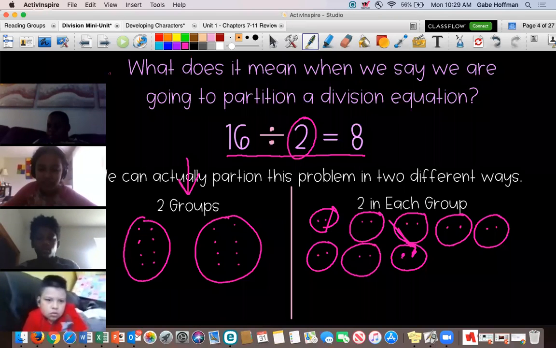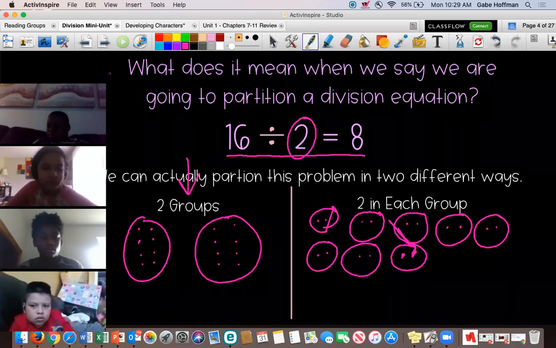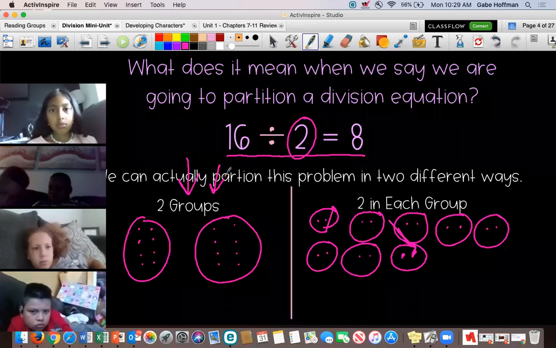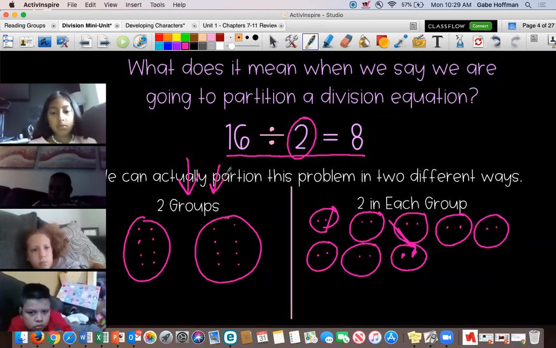Where do we see the 2 in this diagram right here? So the 16 is all the little dots, all of them. What's the 2? The 2 groups. Yep, the 2 groups, these 2 circles, 1, 2. So that's where I got my 2 from. My 16 is the total number of dots.